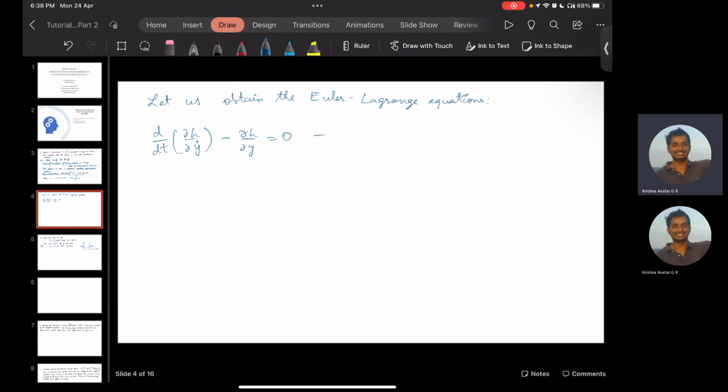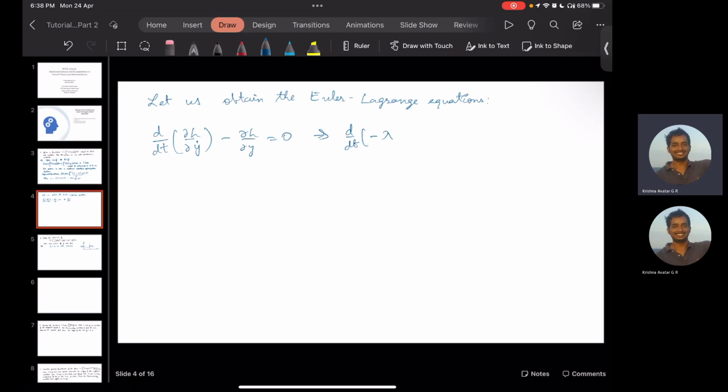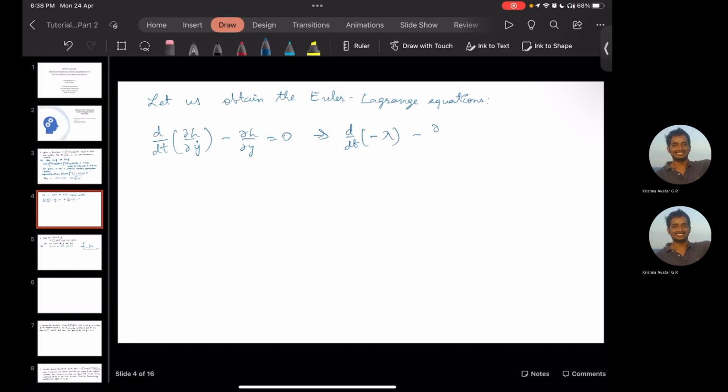This implies that d by dt of partial h by partial y dot is nothing but, you know that f here is independent of y dot, so we'll have minus lambda, isn't it? And then minus the derivative with respect to y, where only f contains y, so partial f by partial y is equal to 0. So this comes out to be lambda dot plus partial f by partial y equal to 0.